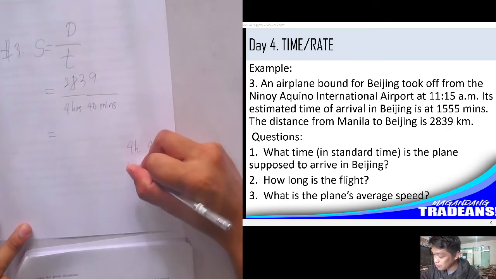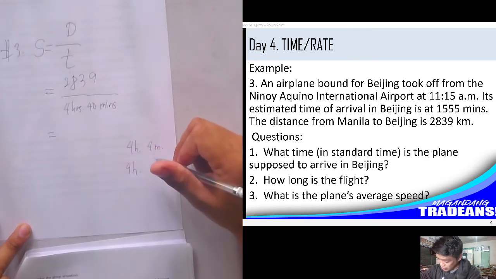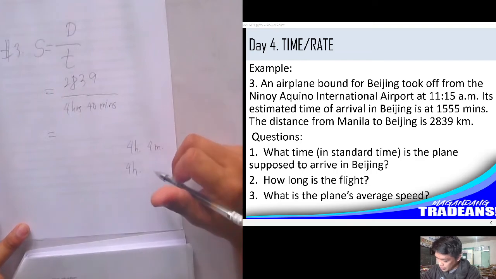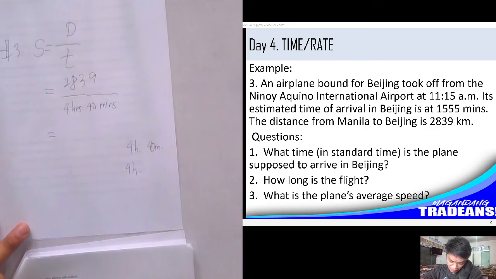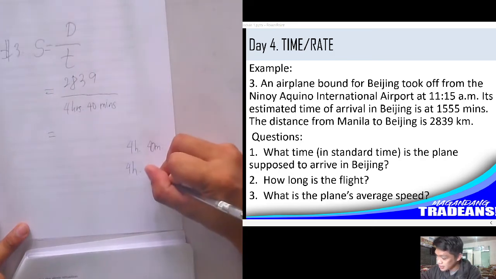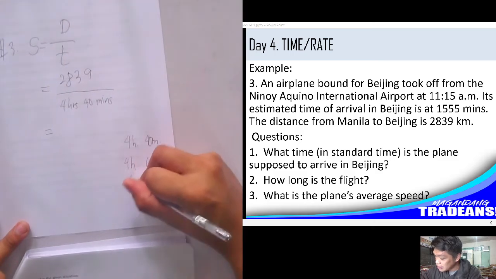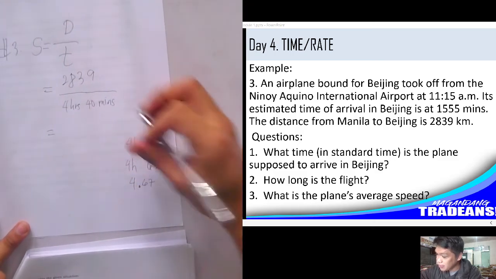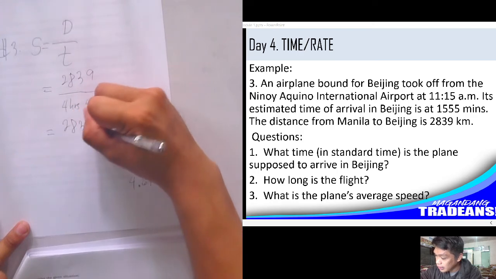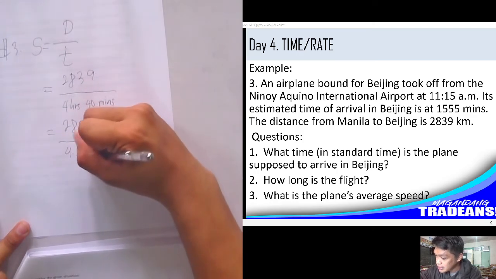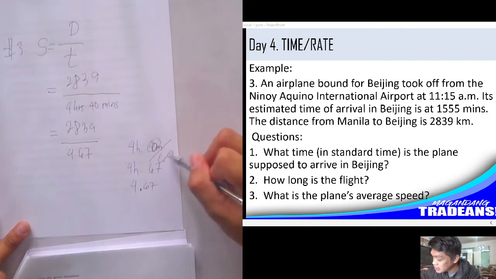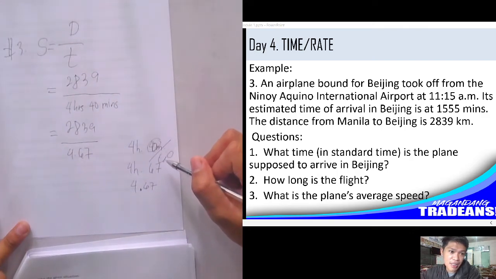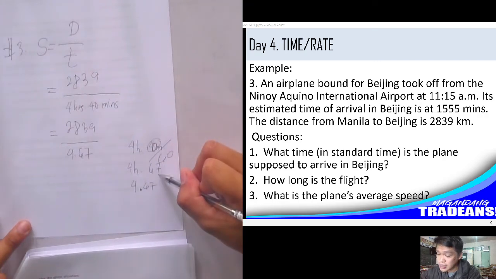Itong 4 hours, of course, 4 hours na lang yan siya. Itong 40 minutes naman po, i-divide natin siya into 60. 40 divided by 60, the answer is 0.67. So, kaya pwede natin siyang gamitin 4.67. In this case, 2839 divided by 4.67. Take note, bakit ko po i-divide itong 40 divided by 60? Kasi po, there are 60 minutes in 1 hour. So, 40 kaya siya 0.67.